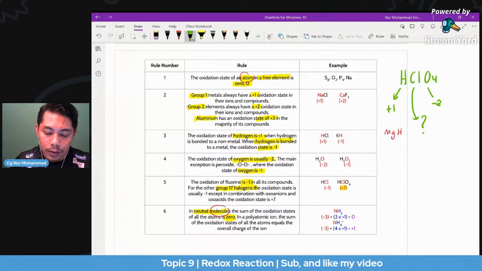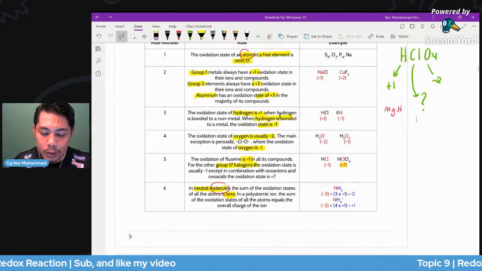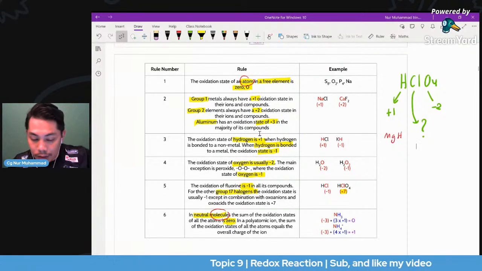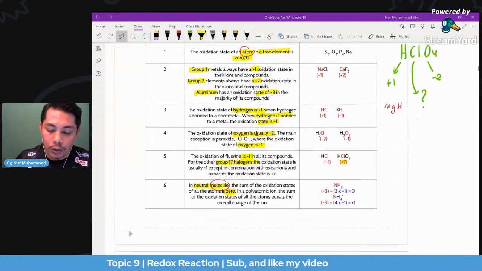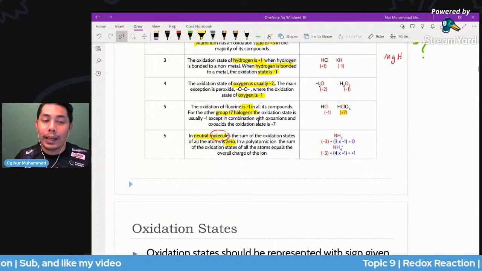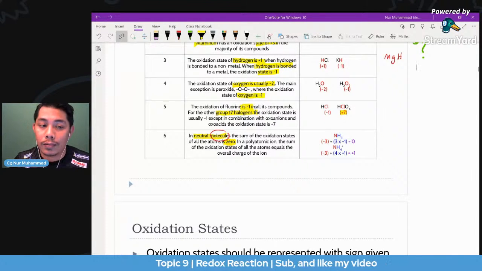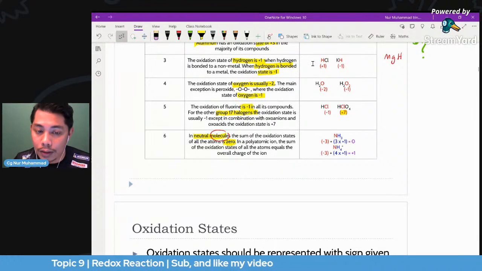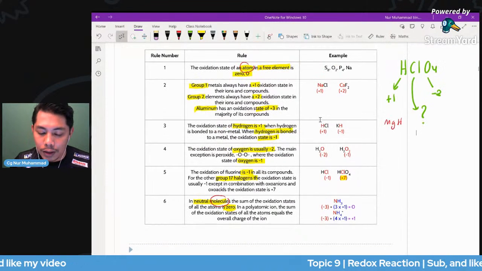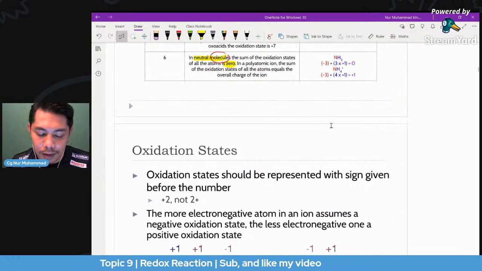Okay kelas, saya rasa hari ni cukup dahulu sampai sini. The rule how to calculate the oxidation state. So on the next class kita akan continue on a few exercise how to calculate the oxidation state and how to balance the redox equation. Okay class, sampai sini sahaja dahulu. Please read first on my notes.